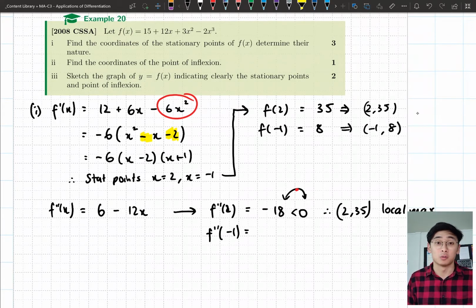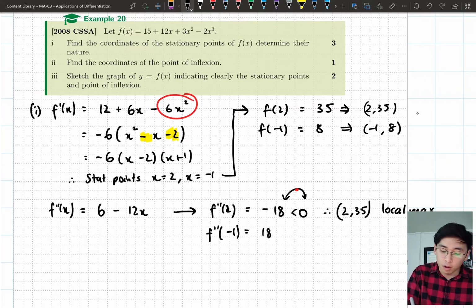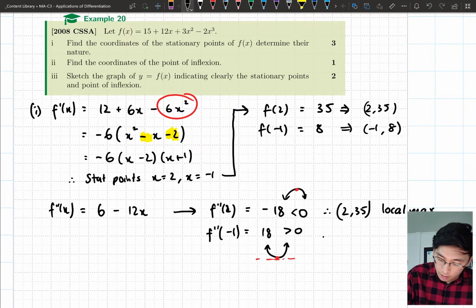Negative 12x. Okay, cool. I'm going to sub in negative 1, so I get 6 minus 12 times negative 1, which should give me 6 plus 12, which is 18. 18 is positive, so greater than 0, so that means my graph is concave up at this point because this is the second derivative I'm talking about, which means my stationary point has to be the point at the bottom, which is our local minimum. So here I've got, therefore, negative 1, 8 is a local minimum.